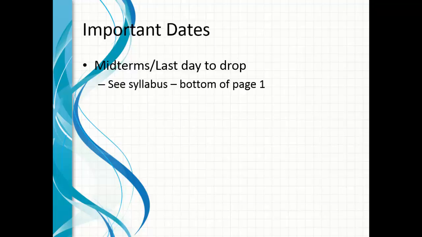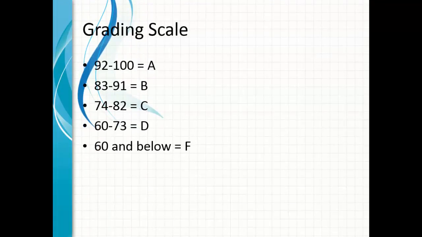The syllabus is found under the course information part of Blackboard. The syllabus will have important dates, such as the date of midterms, when midterm grades are due, etc., and also last day to drop a class. These are found on the bottom of page 1 of your syllabus. The syllabus also contains the grading scale. You will see it here as well.